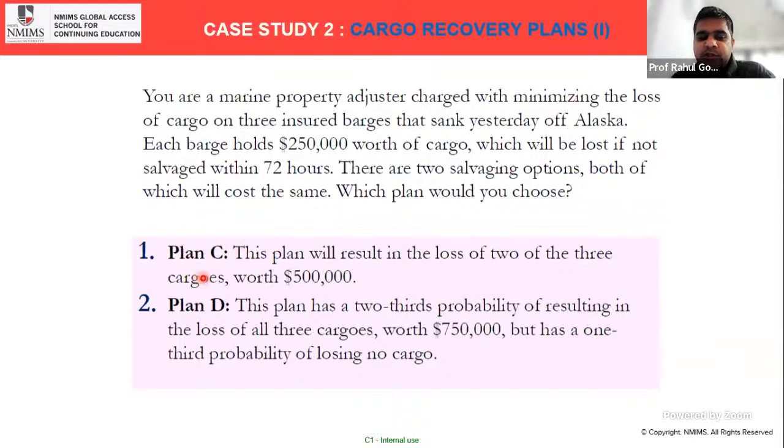There's one option, we don't know what that option is, but you are being told the consequence of that option. If you go with plan C, it will result in loss of 2/3 of these cargoes. And if you go with plan D, this plan has a 2/3 probability of resulting in loss of all three cargoes, but has a 1/3 probability of losing no cargo. So which plan will you go ahead with? You don't have to think so much, you don't have to look for any references. Just tell me, will you go ahead with plan C or plan D?